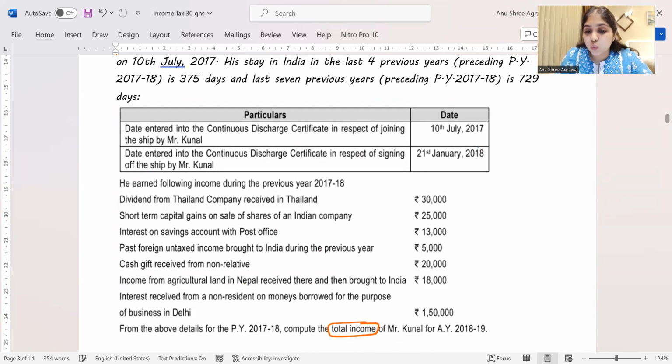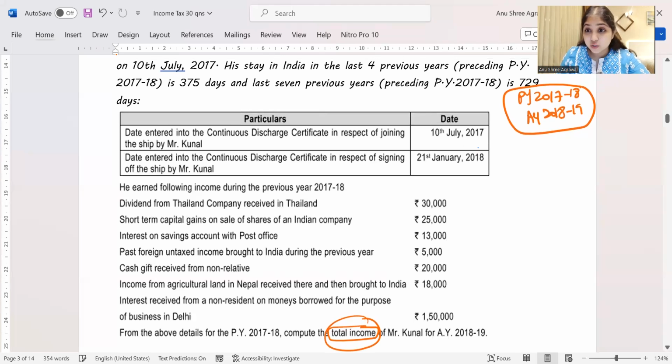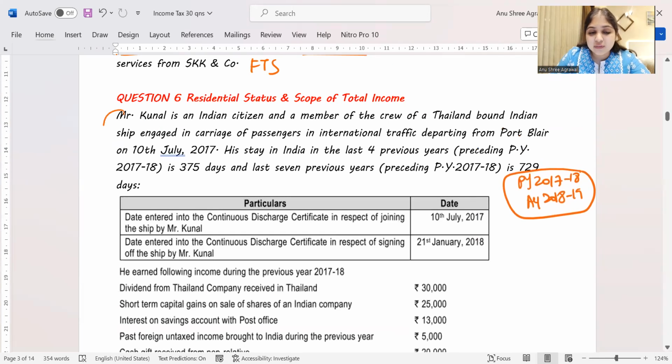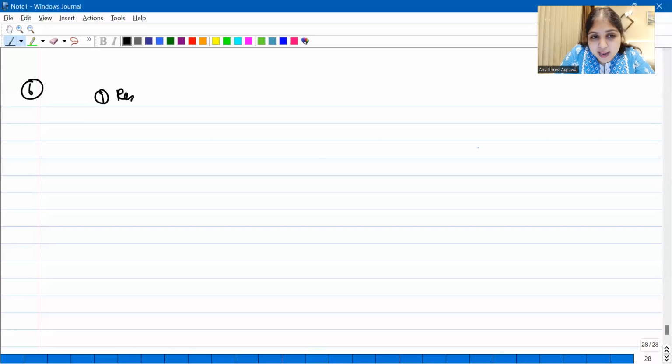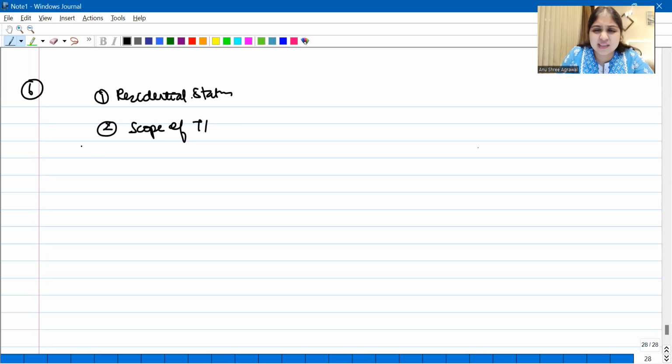They are asking us to find the total income of Kunal for assessment year 18-19, which means we have to do this calculation for previous year 17-18. Guys, they're asking us to find total income. Is it possible to straight away start total income calculation when they have given me all this information? No, it is obvious. I first of all have to calculate the residential status of the assessee. On the basis of the residential status, I have to decide the scope of total income. Scope of total income means which income will be taxable for this assessee, Indian income, foreign income. Only then I can do the total income computation.